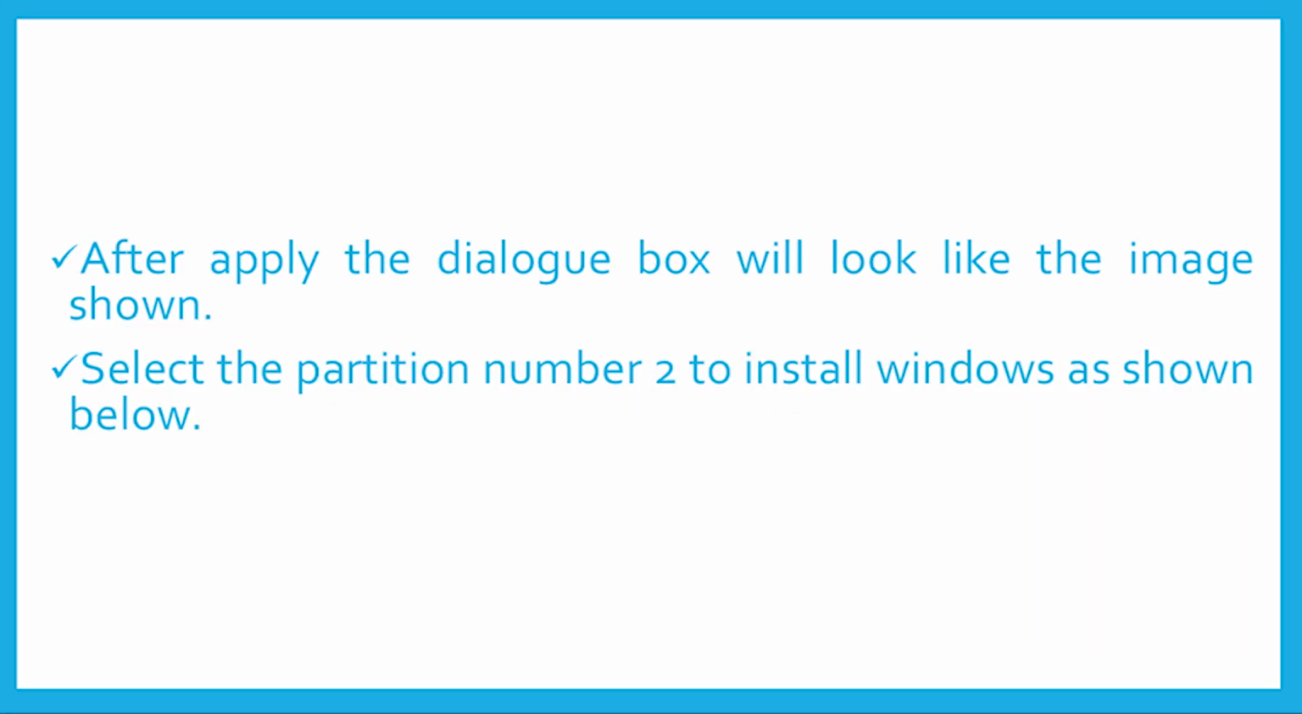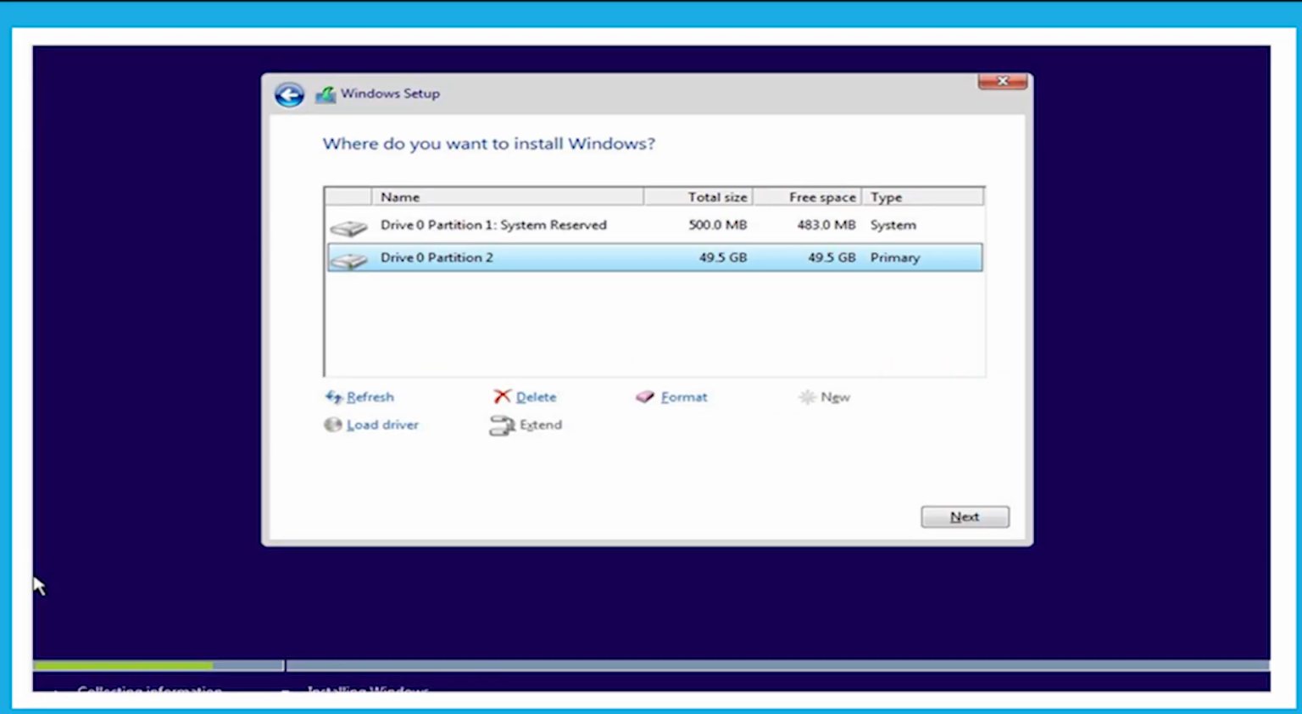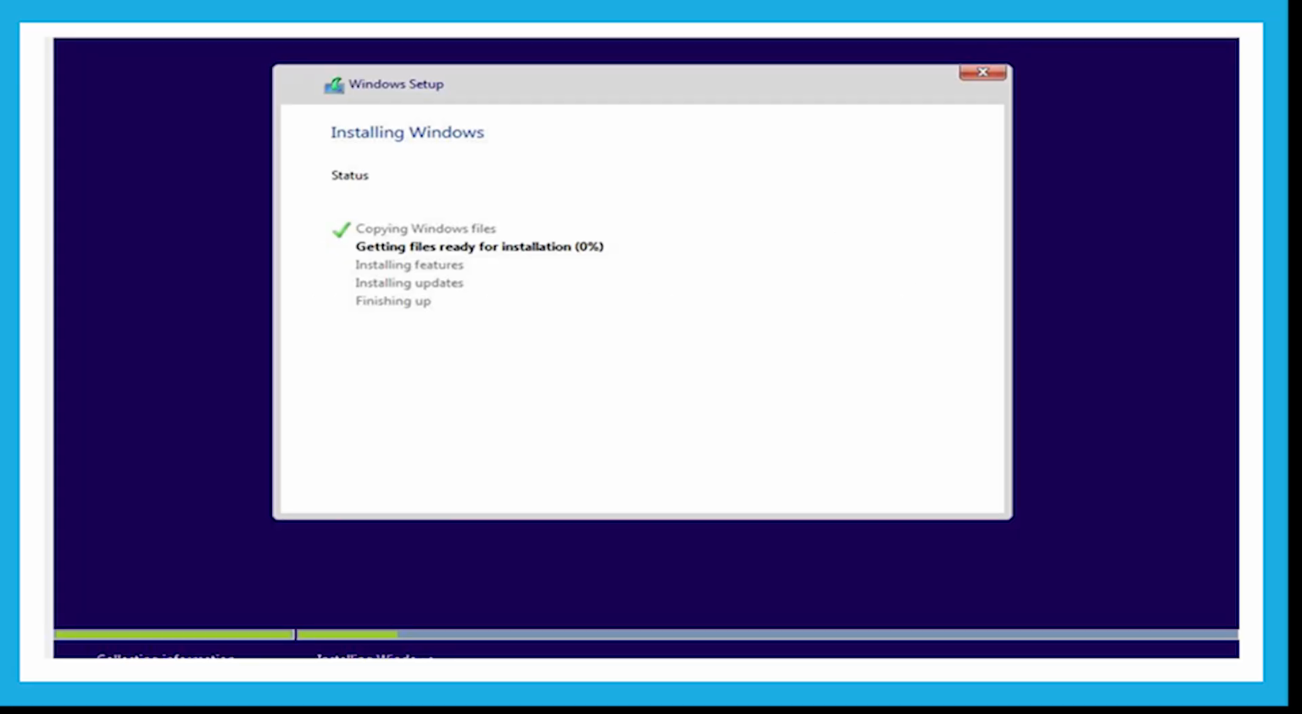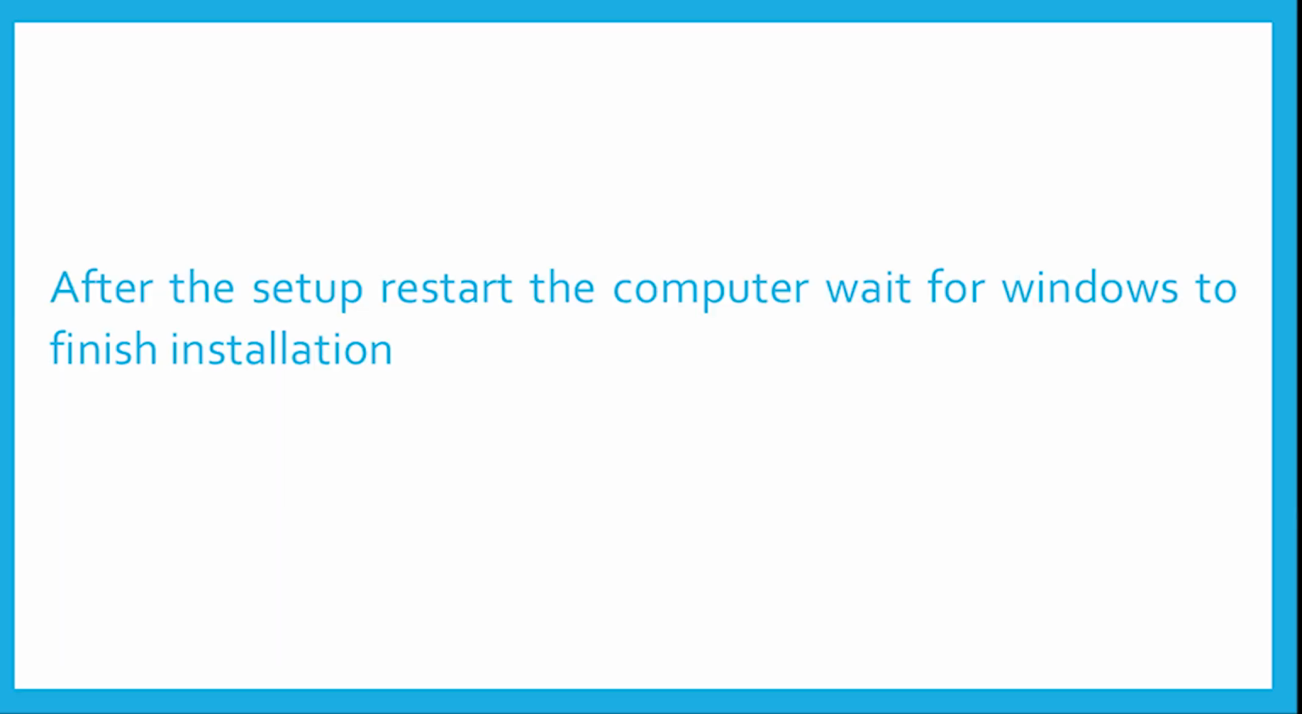After apply, the dialog box will look like the image below now. Select the partition number 3 to install Windows as shown and then click Next. If you do not want the partition, you can choose the option shown below the dialog box, which is Delete, Format. You can delete the partition and start new partition, or format the partition to create new disk. This will look later. Now click Next to continue with Windows setup as shown. The setup now will continue. Wait till to finishing up. After the setup, restart the computer. Wait for Windows to finish installation.